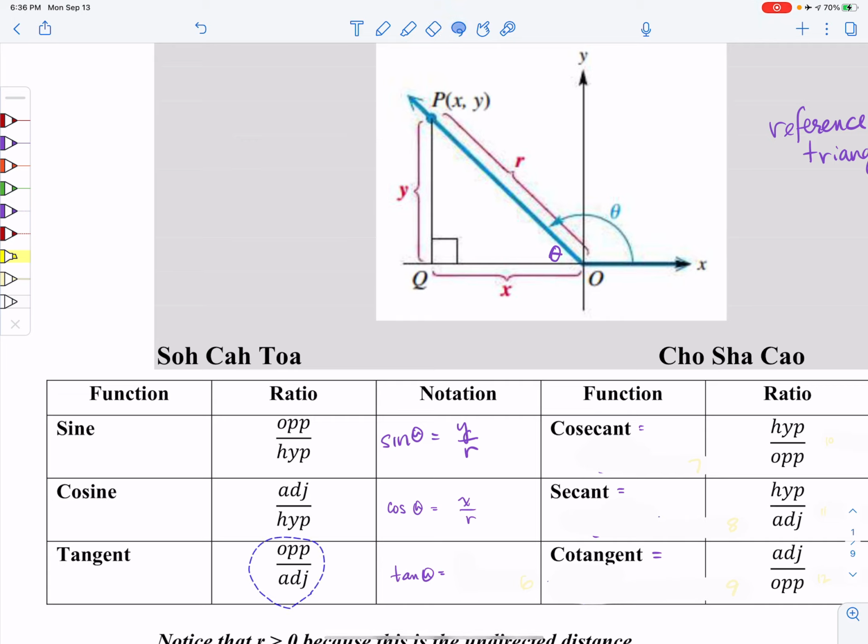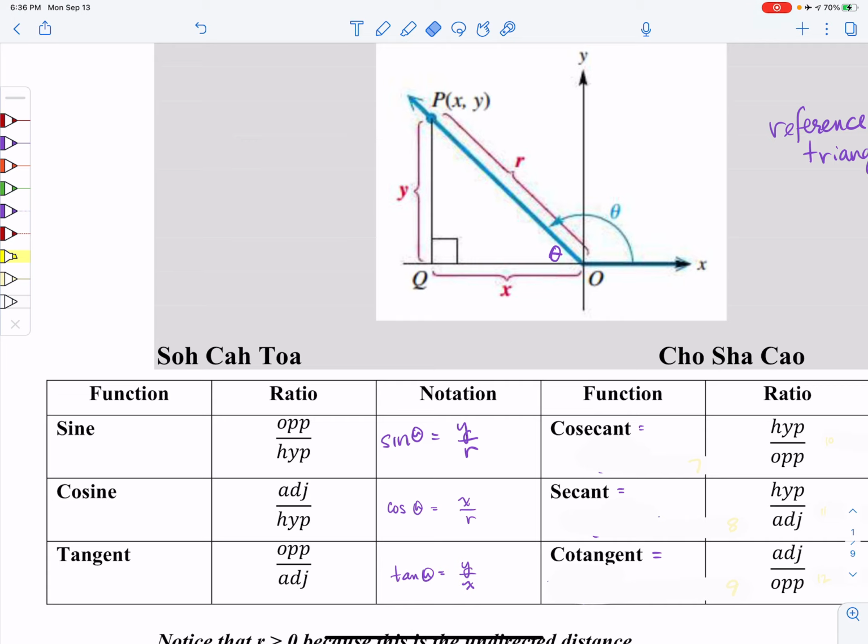For tangent, this is going to be the opposite side divided by the adjacent side. So the opposite side is y, the adjacent side is x. And so my tangent of theta is going to be y over x.